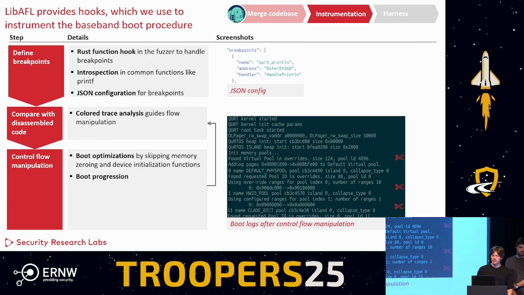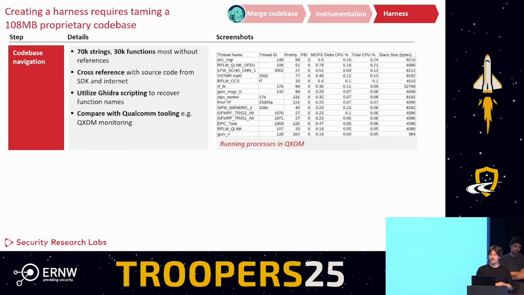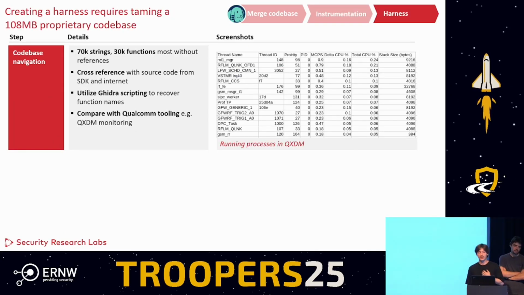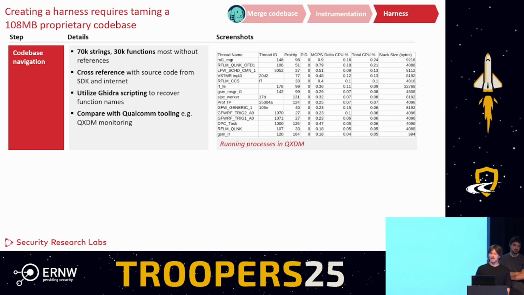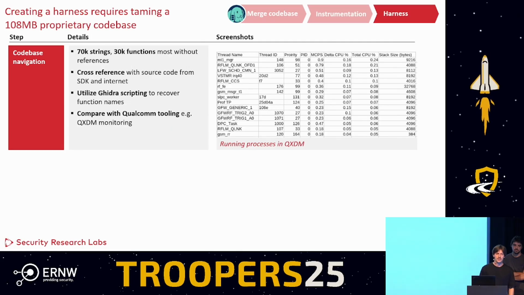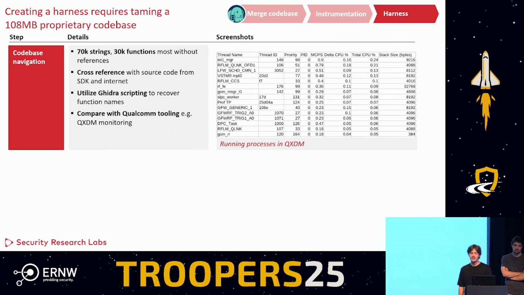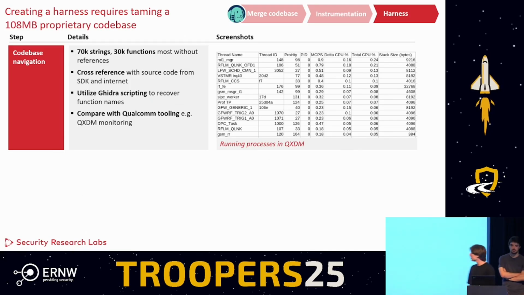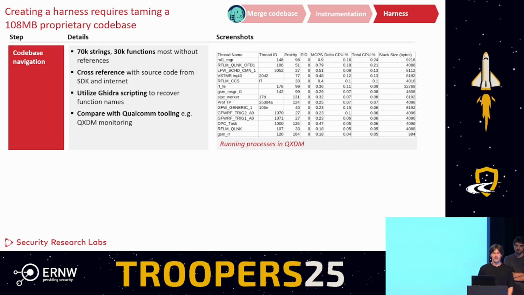With this state, we are ready to fuzz, because with libafl we can also boot the whole firmware now. And this brings me to the topic of harness, which is also a hard topic, honestly. It's like 100 MB of firmware. We have like 70K strings. We have 30K functions. Most of them don't have references. Also, this does not include the compressed section, so there's even more.